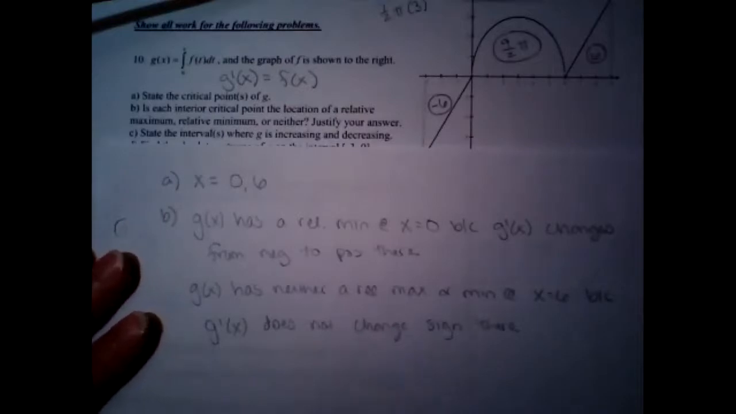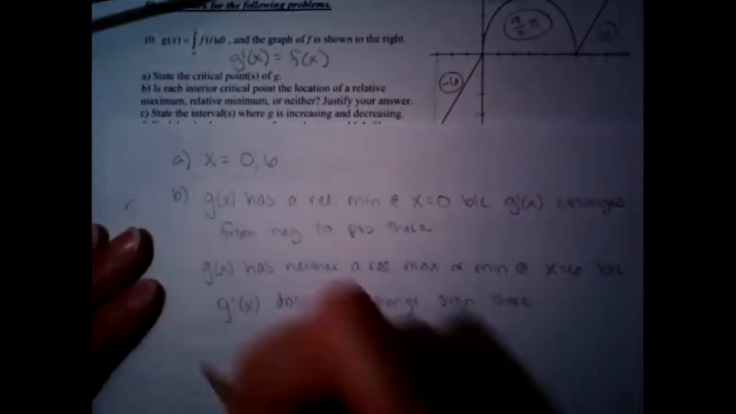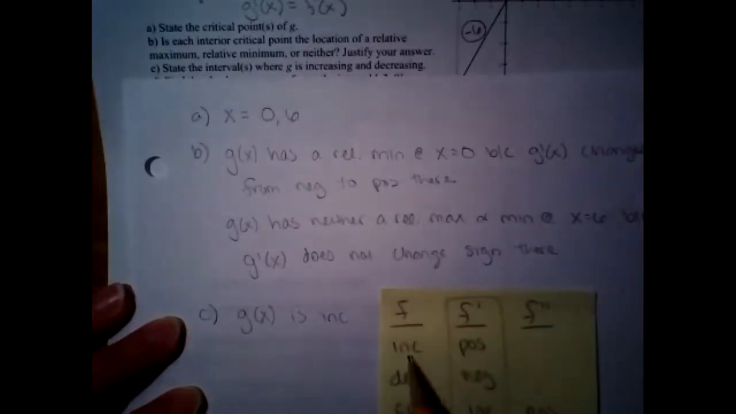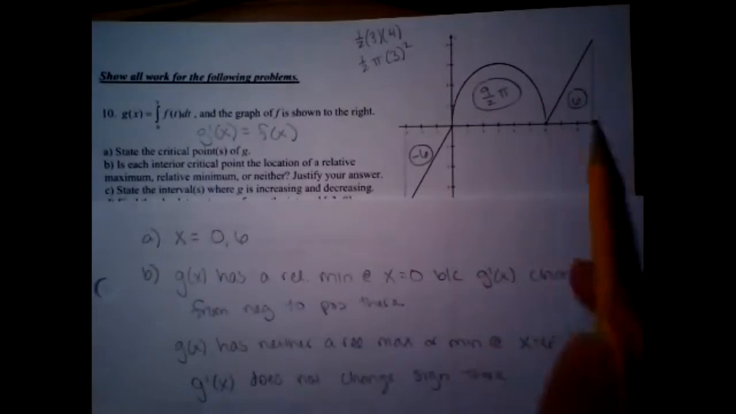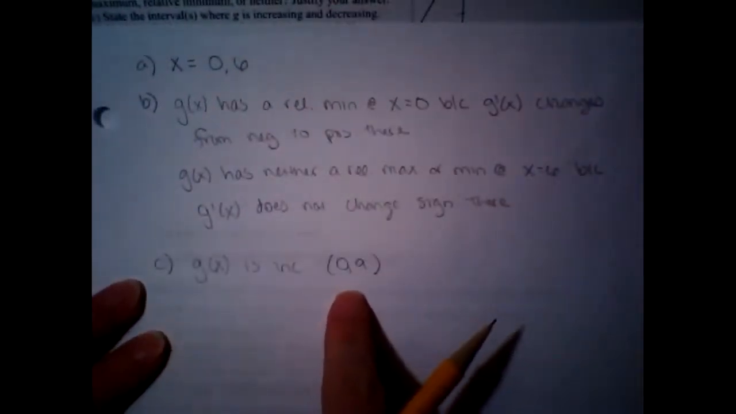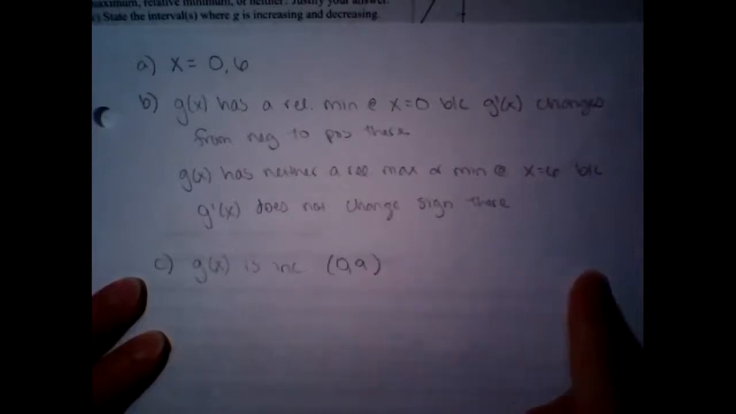All right, C, state the intervals where g is increasing and decreasing. I did not ask you to justify this one, so don't. Again, I don't want you to take time doing something that I didn't ask you to do. So g of x is increasing where the derivative is positive. That means above sea level. So this graph is positive from 0 to 9. Increasing 0 to 9. Now, if you were going to justify, it would be because g prime is positive there.